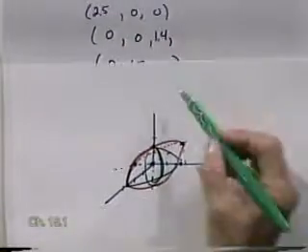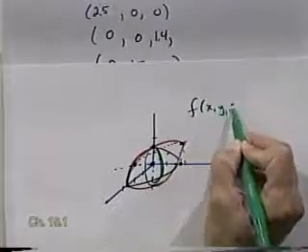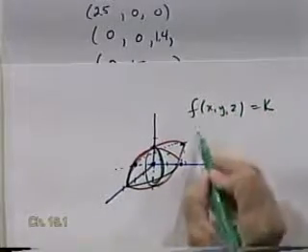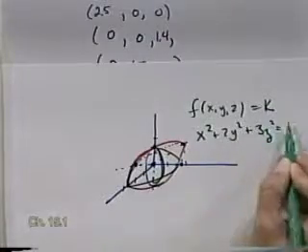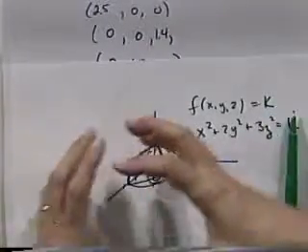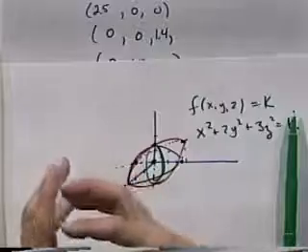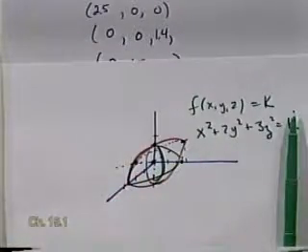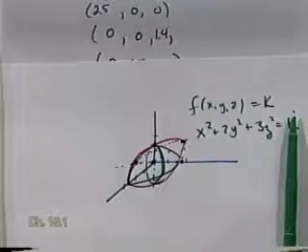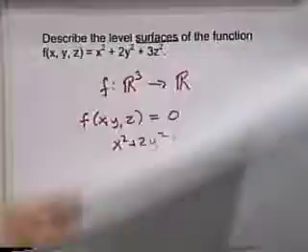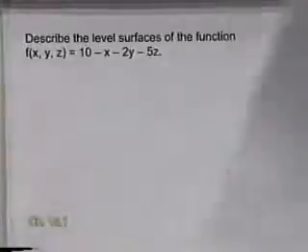And as you change your f of x, y, z equal to some other constant, you're going to get x squared plus 2y squared plus 3z squared equals some other constant. And they're just going to be bigger ellipsoids and smaller ellipsoids. And do the ellipsoids ever intersect? No. Because if you have a point that's on two level curves, its function value equals two different values, which can't happen. Okay, one more.